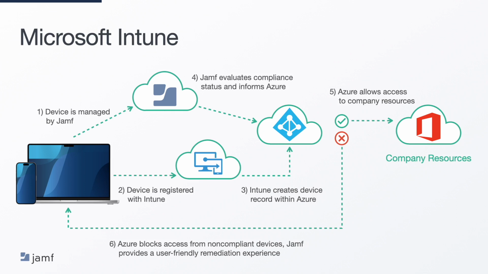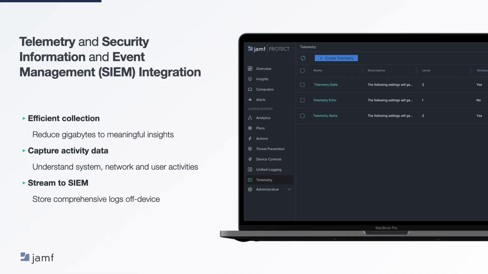Now, this is just one of 12 integrations Jamf has with Microsoft. The ability to integrate Jamf Pro with Microsoft Intune for comprehensive device compliance workflows to only grant compliant devices access to company resources. Now, telemetry and security information and event management integration, so a telemetry and a SIEM, are critical for optimizing compliance because they provide a comprehensive and centralized view of an organization's security posture.